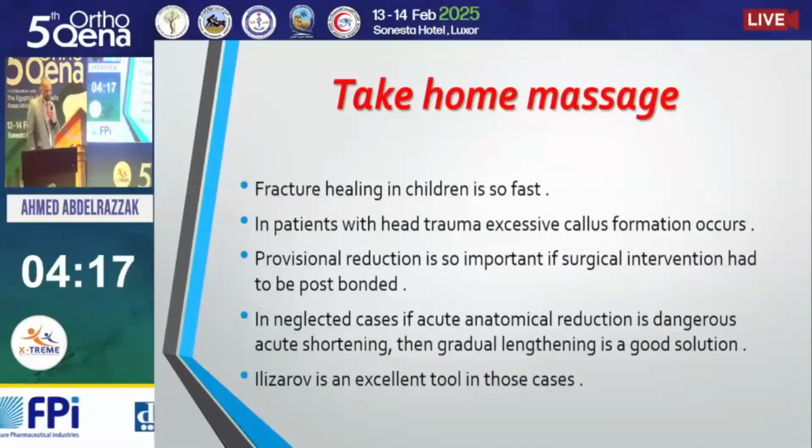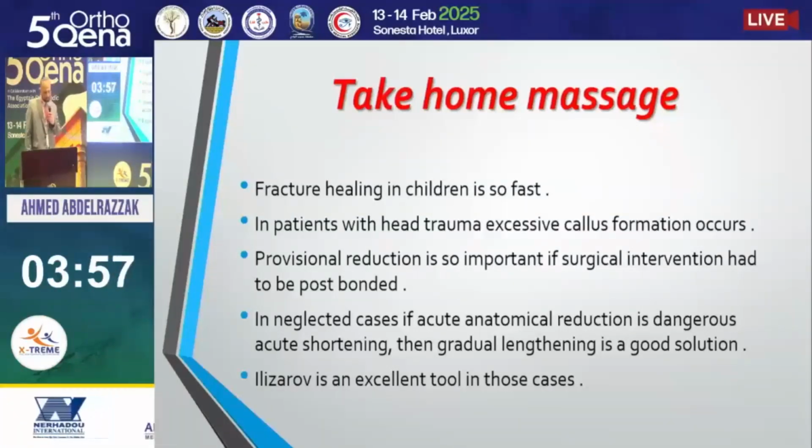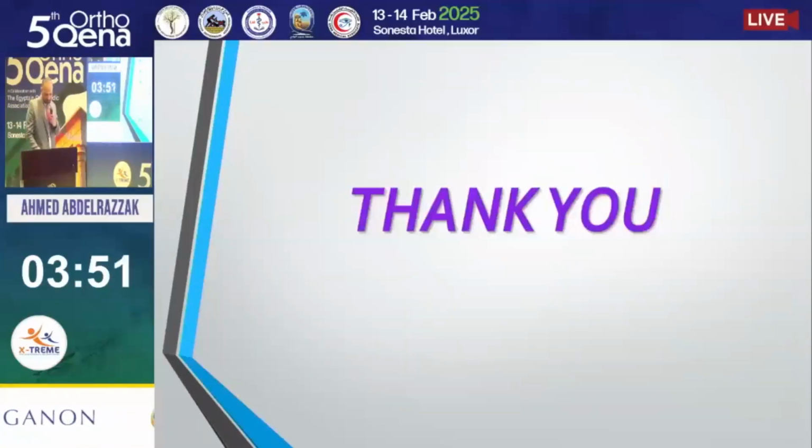Take home message: fracture healing in children is so fast. In patients with head trauma, excessive callus formation occurs. Provisional reduction is so important if surgical intervention has to be postponed. In neglected cases, if acute anatomical reduction is dangerous, acute shortening and gradual lengthening is a good solution, and Ilizarov is an excellent tool in these cases.